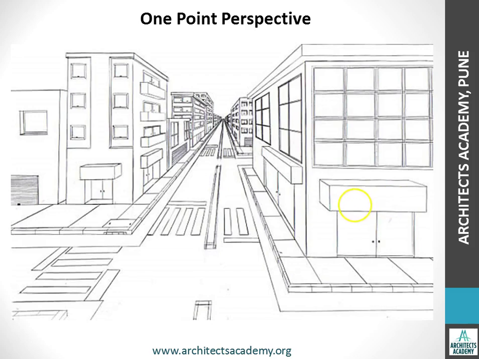So a similar 1 point perspective is shown here, but instead of a railway line, we are showing a road and the buildings around it. Now you will see that all the lines in this particular perspective are all vanishing towards the vanishing point here.